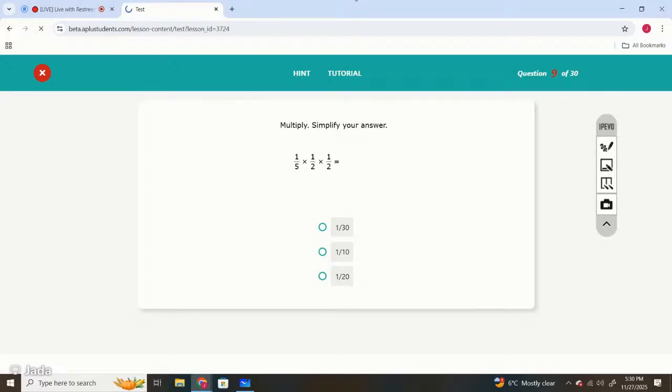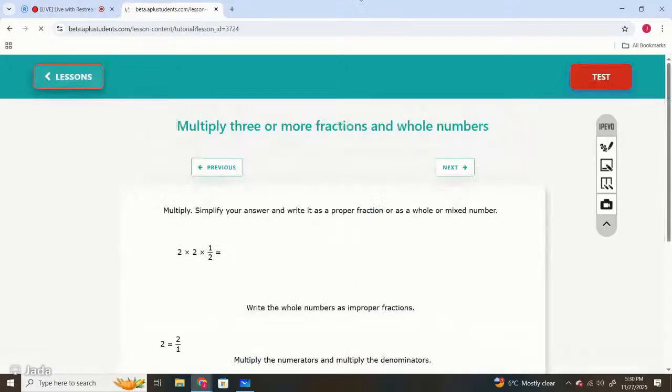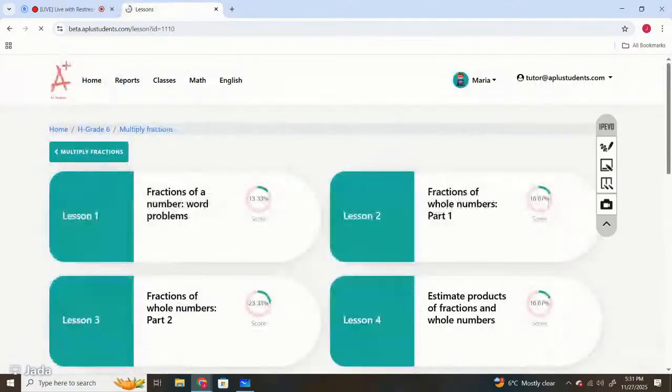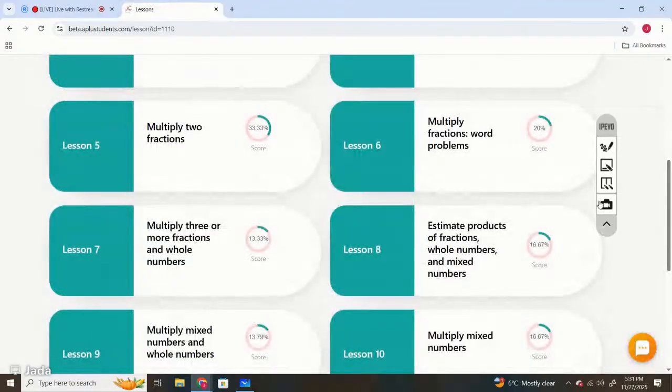Okay, you can complete the lesson by yourself today. Let me just move on to the next lesson, which is estimate products of fractions, whole numbers, and mixed numbers.